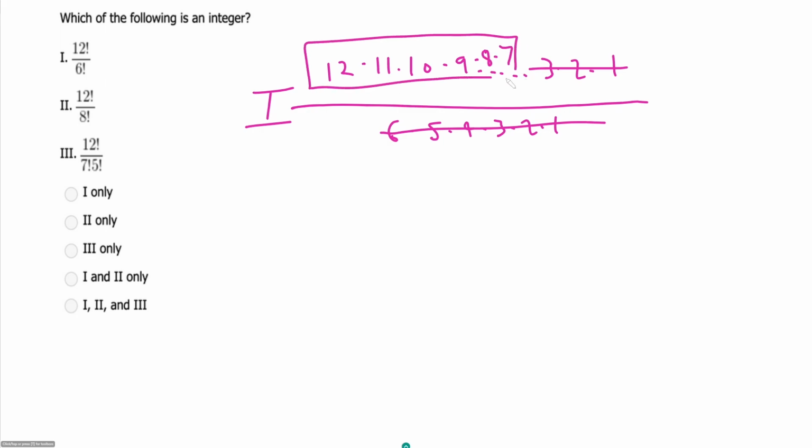What we're left with, I don't know what that is, but I know it is an integer. So statement 1 is true, and we can eliminate B and C.